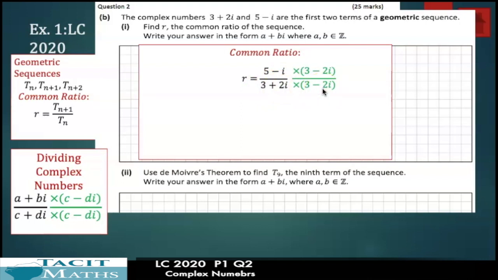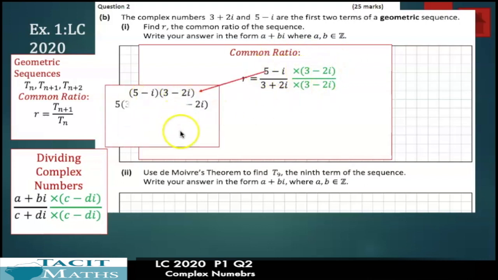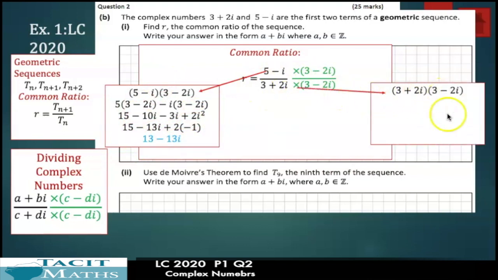Whatever you want to do for the next step, just be careful with it. But what I usually do is take the top line over here separately and multiply all those brackets out. Watch out for the i squared, change that to a minus 1. Watch all your signs. And then take the bottom line and do the same over here. Again, whatever way you do it, it's fine. Just take your time, make sure you don't make any mistakes.